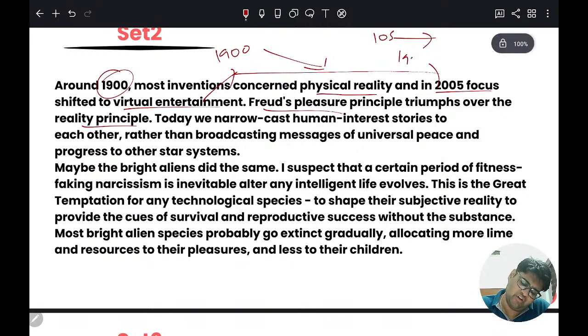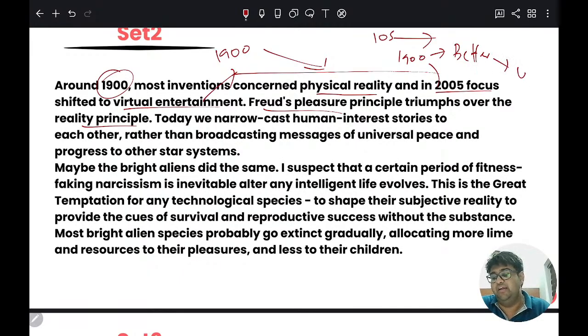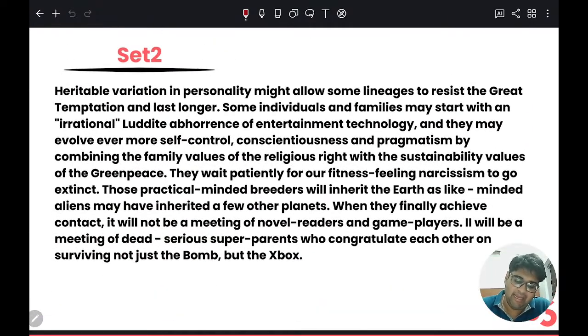In the 1900s, all this worked for betterment, and now it has shifted to worsening. His theory is that aliens are also doing the same. That is why they are not reaching anywhere. They're giving more importance to their pleasure. That is why they are going extinct gradually. That is the only thing that you have to understand here, right? Heritable variation in personality might allow some lineages to resist the great temptation and last longer.